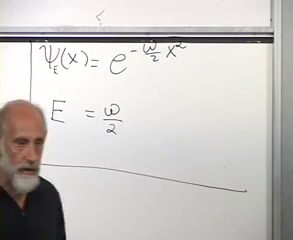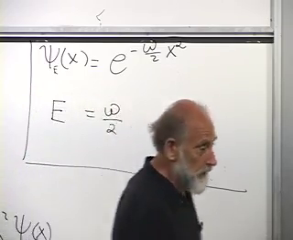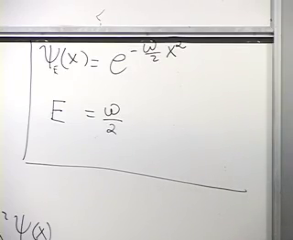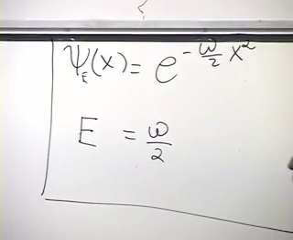Let me go back and remind you why this happens to be the ground state of the oscillator. This happens to be the state of lowest energy. You won't get any lower energy than that.